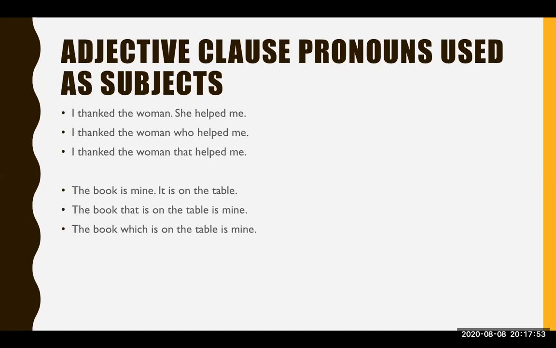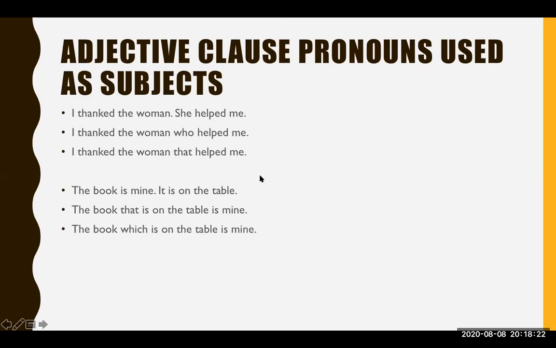You can use the adjectival pronouns. "I thanked the woman who helped me." So I just replaced "she" with "who." And look at the full stop, it's gone because this is now one complex sentence. We have one subject, one verb, one subject, one verb, and the connector here, the subordinator, is "who."